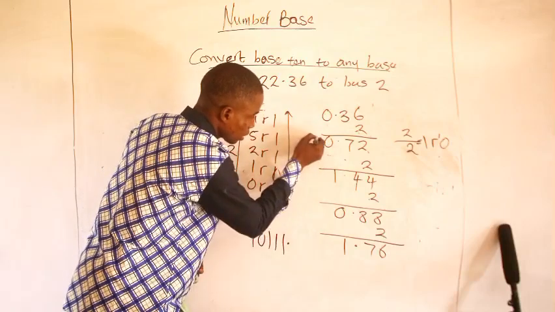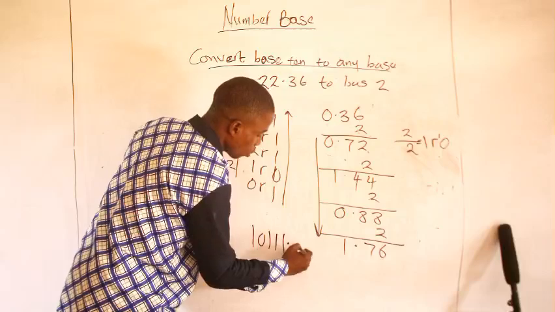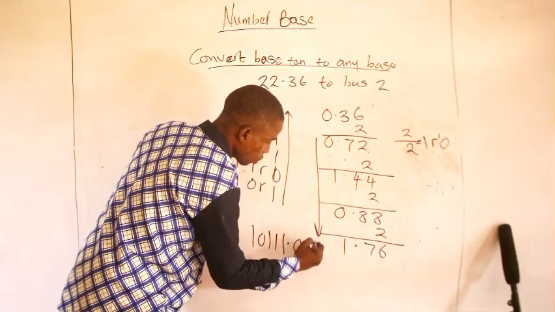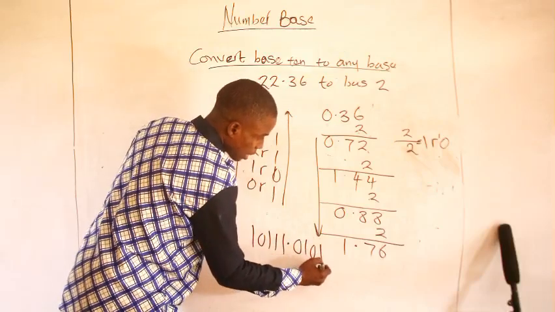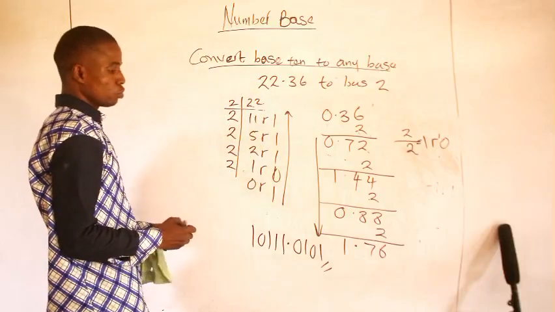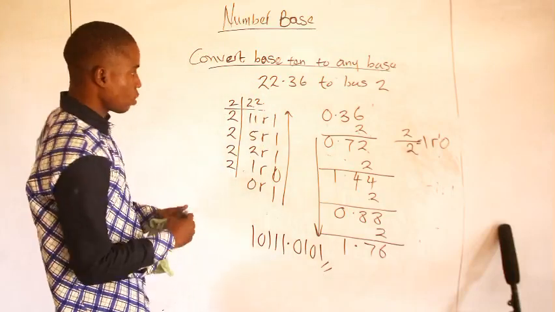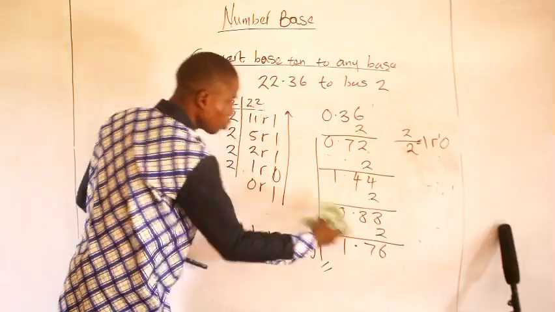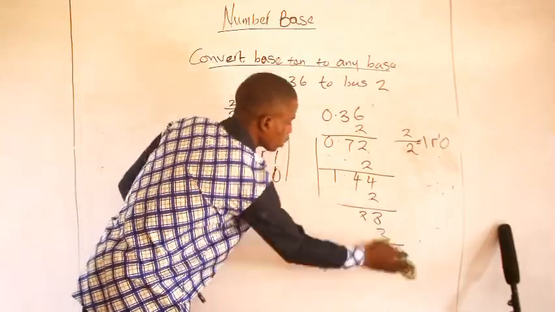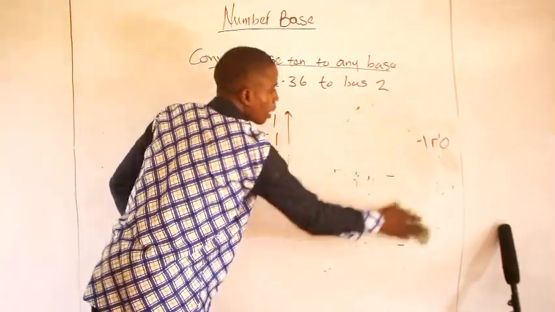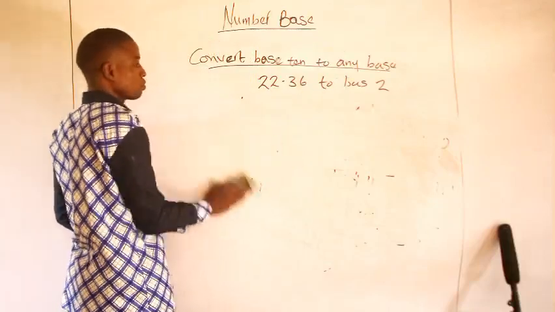0, 1. You start from your 0, 1, 0. Do what? 0, 1, 0, 1. That's the answer. Very, very simple. It's not hard. It's not hard. Now let us look at the next one, which is the final one.